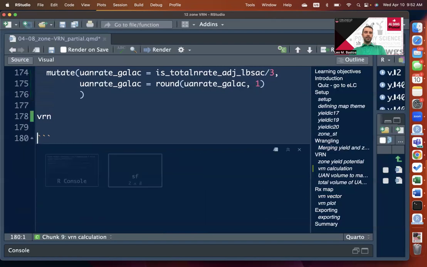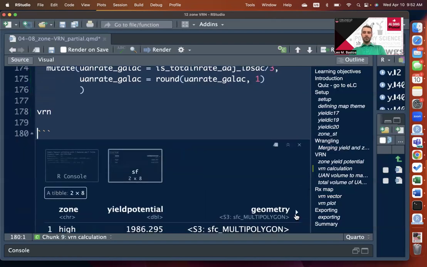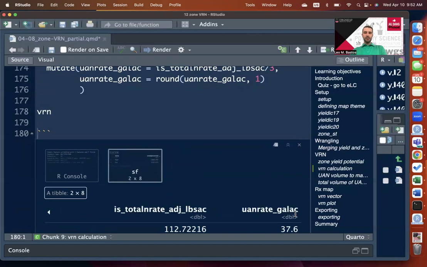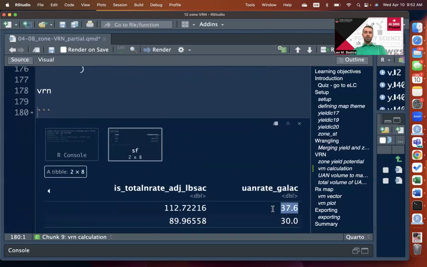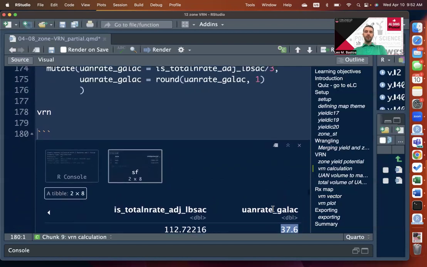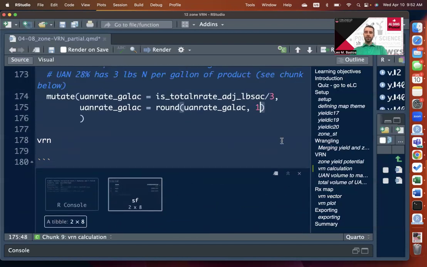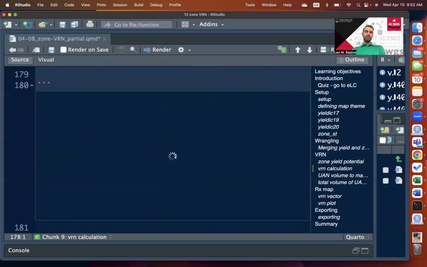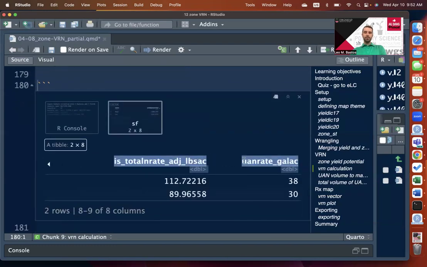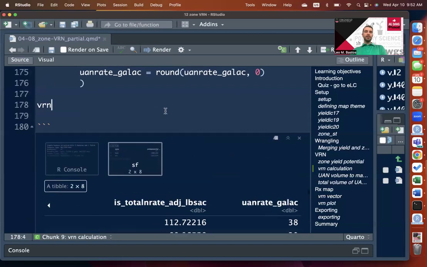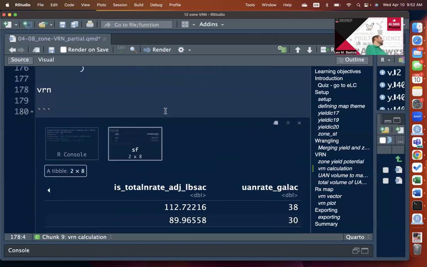If you run that and you print it and you inspect, now our UAN rate only has 1 decimal point. You know what? It could even be just 0 decimal points, I guess, for that matter, just to simplify even further. So we're applying 38 gallons in the high yield and 30 gallons per acre on the low yield zone.